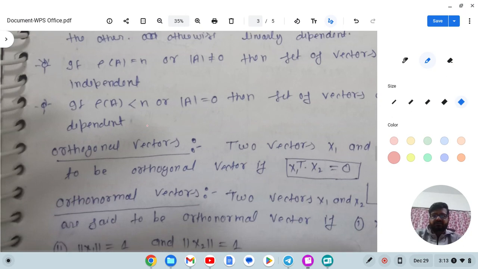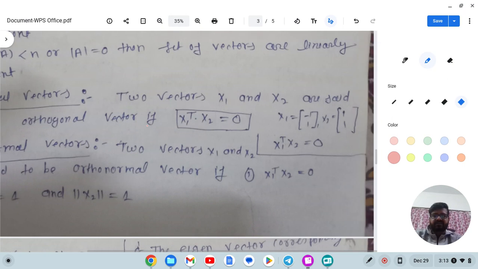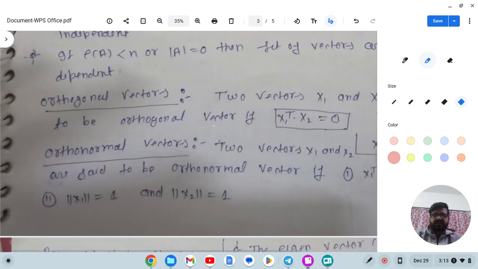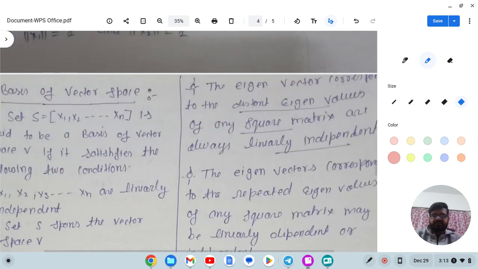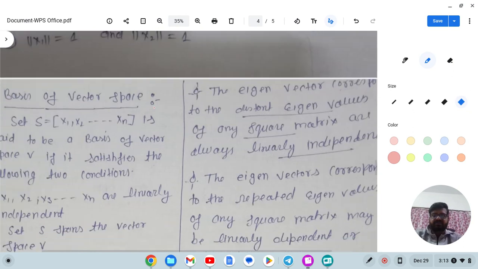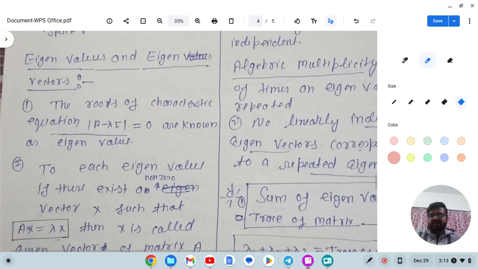Now we come to orthogonal matrices. Orthogonal vectors: if the transpose of one vector multiplied by the second vector is equal to 0, then they are called orthogonal vectors. These are not the important points, so we will skip them and come to eigenvalues and eigenvectors.